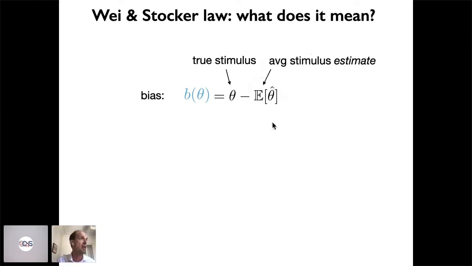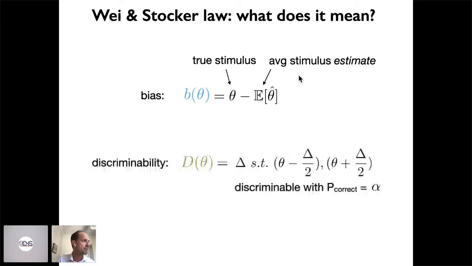This expected theta hat is the average of my estimates over multiple presentations of the stimulus. And of course, we know a lot about unbiased estimators. A lot of the classic decision theory works with unbiased estimators, but we know that human observers typically are biased. All right, so this is the definition of bias.